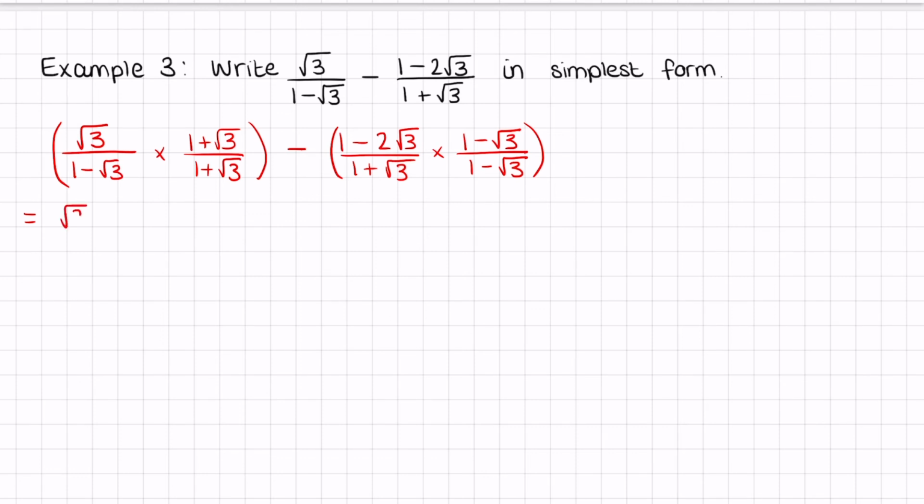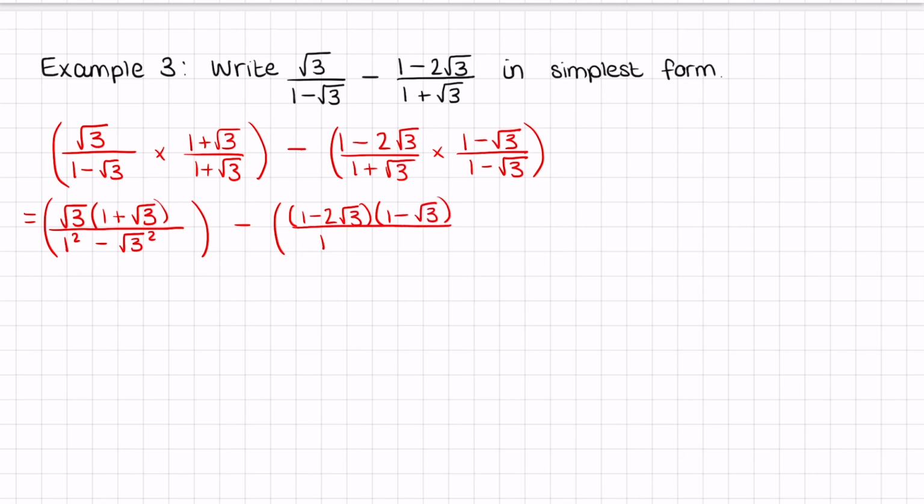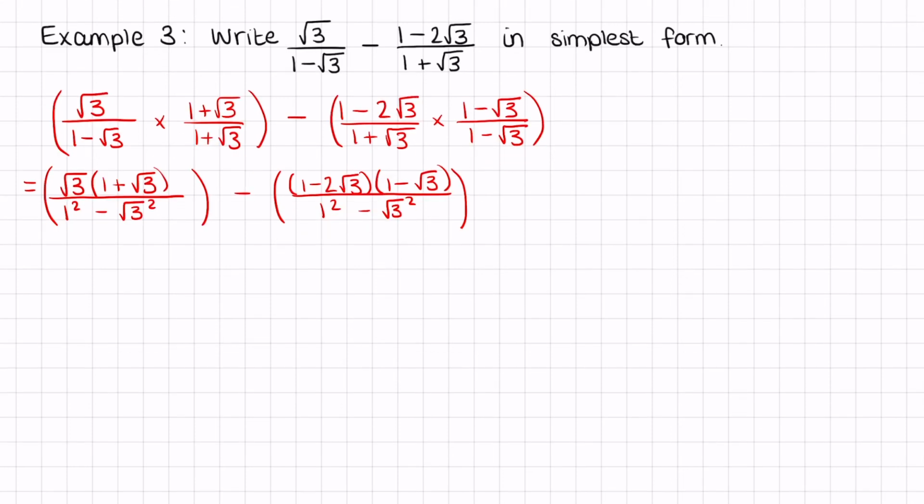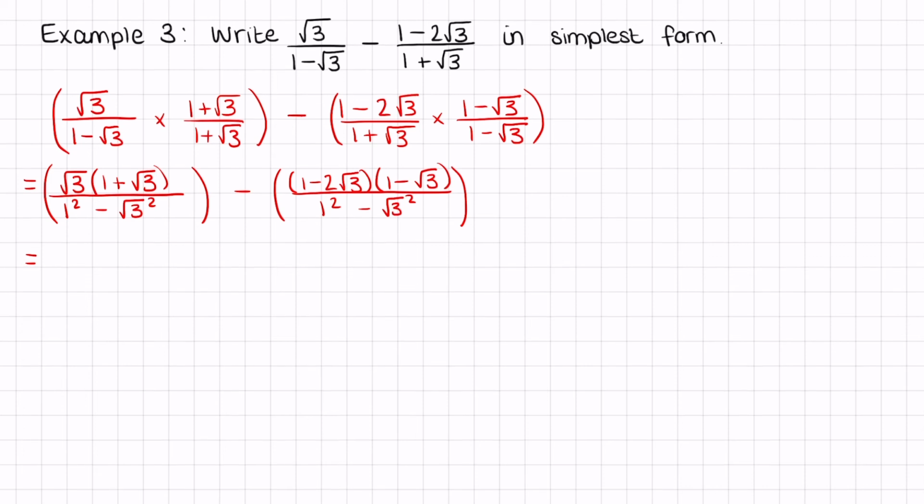So this one will be root 3 multiplied by 1 plus root 3, the numerators together, over the denominator, which is a difference of 2 squares, so it'll be 1 squared minus root 3 squared. The second bracket will be 1 minus 2 root 3 multiplied by 1 minus root 3 all over 1 squared minus root 3 squared. Then we can just carry on simplifying.